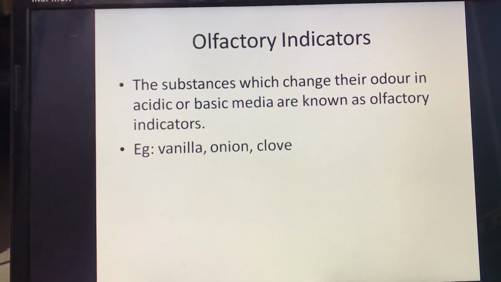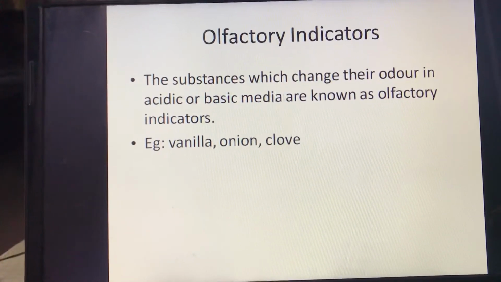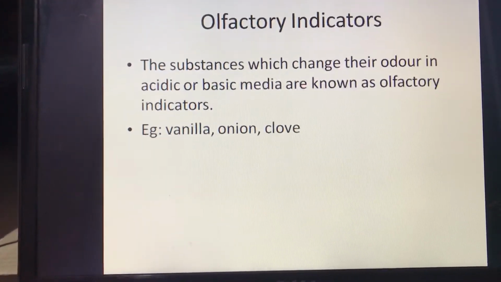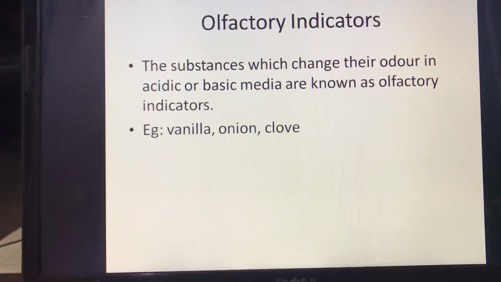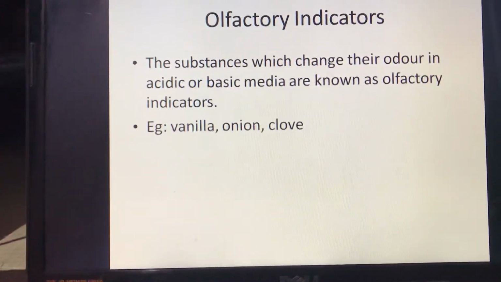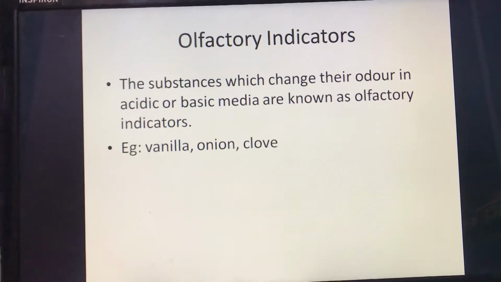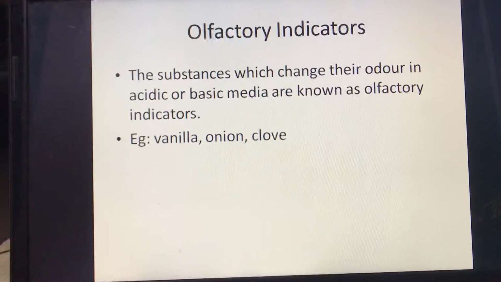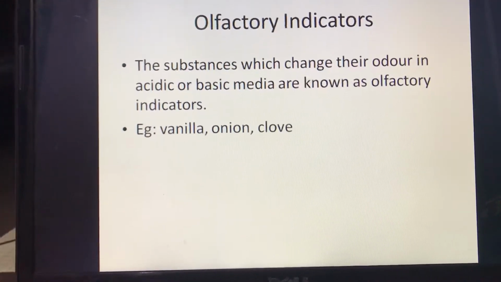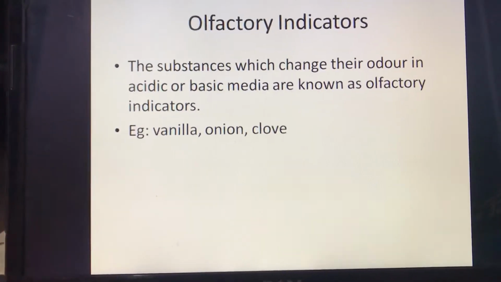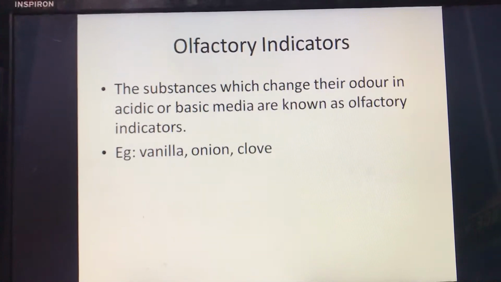Now olfactory indicators. They are also natural indicators, and these substances change their odor in acidic or basic media, right? Therefore they are known as olfactory. Olfactory is related to smell, so they change their smell. Vanilla, onion, all of you are familiar. Vanilla essence, onion juice or clove, they work as olfactory indicators.